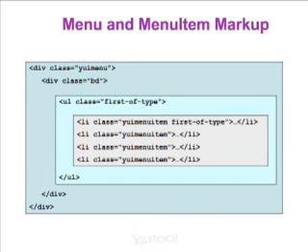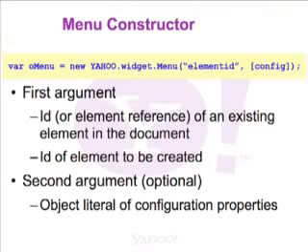A little bit about the core API for menu. So the menu constructor follows that of its base classes, module and overlay. The first argument is always the element ID, and this can either be the ID of an existing element on the page or the ID of an element that you want to create. So if you're building your menu hierarchy completely from JavaScript, passing in the ID of an element to that constructor, that menu will then be created for you and put into the DOM.